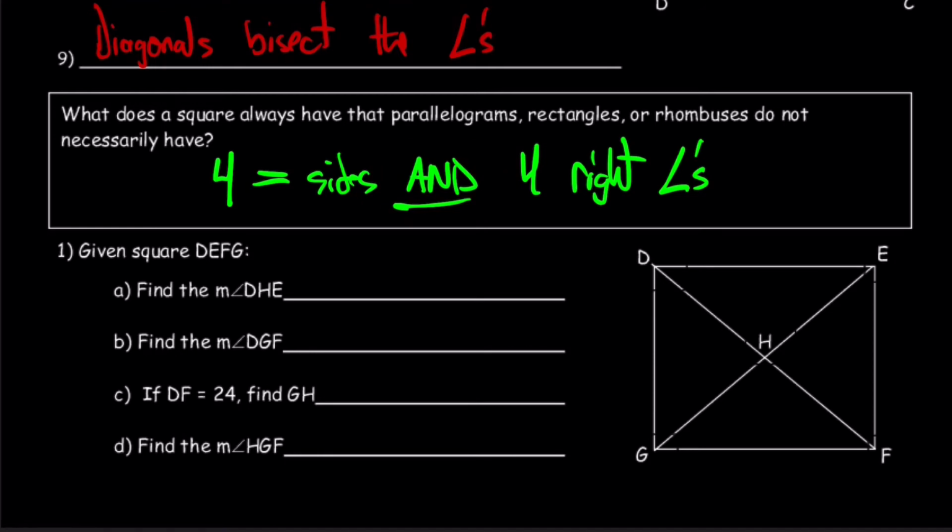Let's cruise through a couple examples here. Given square DEFG, find the measure of angle DHE, measure of angle DGF. If DF is 24, find GH, so on and so forth. So basically here, I know all these angles in the middle are going to be 90. All right, I'm not going to write out 90. I'll just put the right angle symbol. And I know all these small angles here are 45. I don't know which ones I need to use or which ones I need to find, but I know that already.